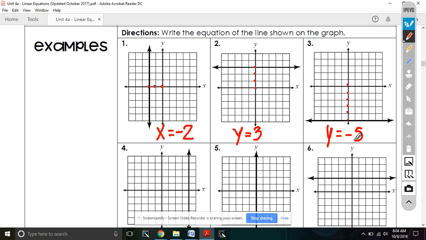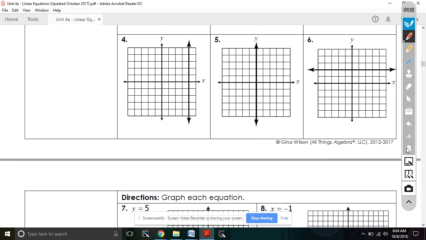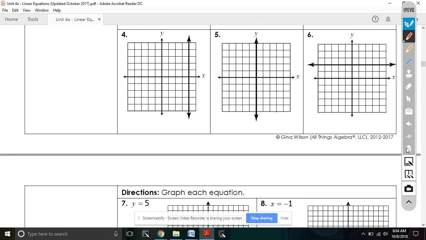You guys take a break and try number 4, 5, and 6 by yourself. For number 4, it is a vertical line, so it should be x equals, and it is on the 1, 2, 3, 4.